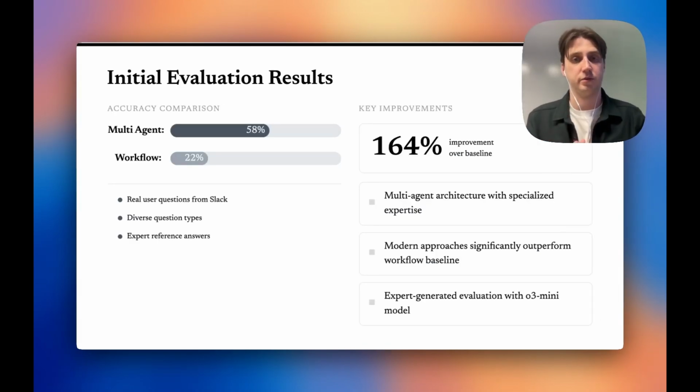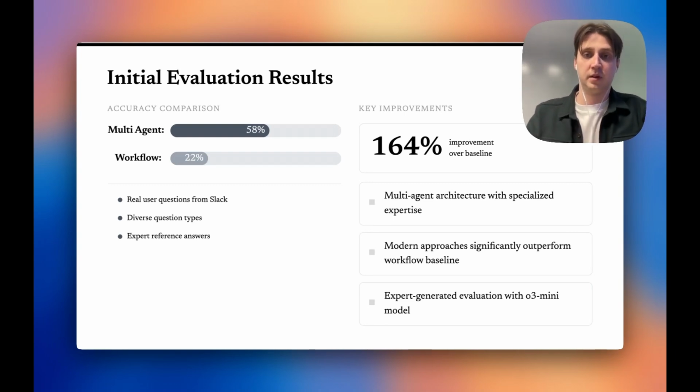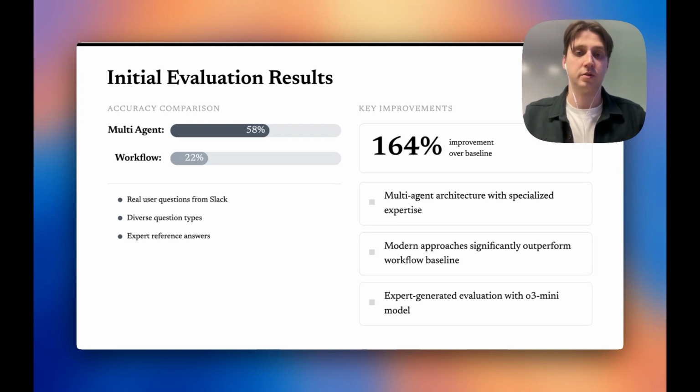Our initial evaluation results show significant improvements. The multi-agent approach achieved 58% accuracy compared to just 22% for the workflow baseline approach. It's over 150% improvement. These evaluations were based on real user questions from Slack covering diverse question types and were compared against expert reference answers. The key improvements came from the multi-agent architecture with specialized expertise and modern approaches to planning. This demonstrates that the complexity of the architecture is justified by significant performance improvements.